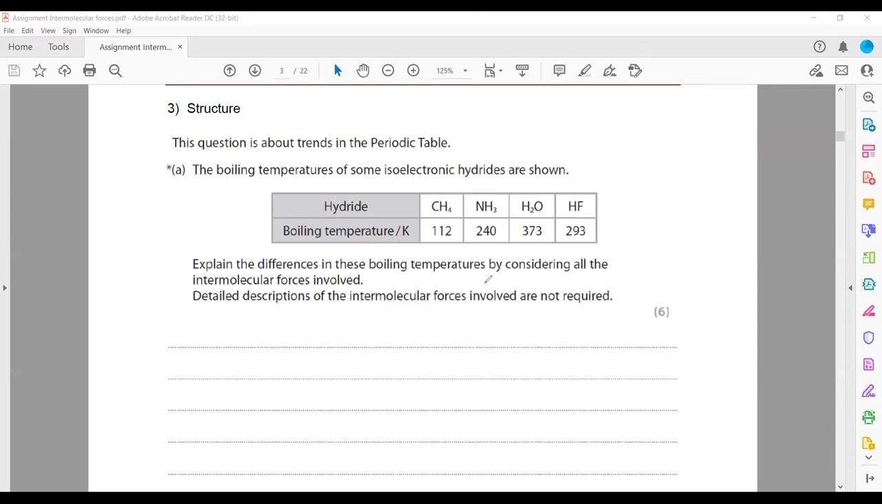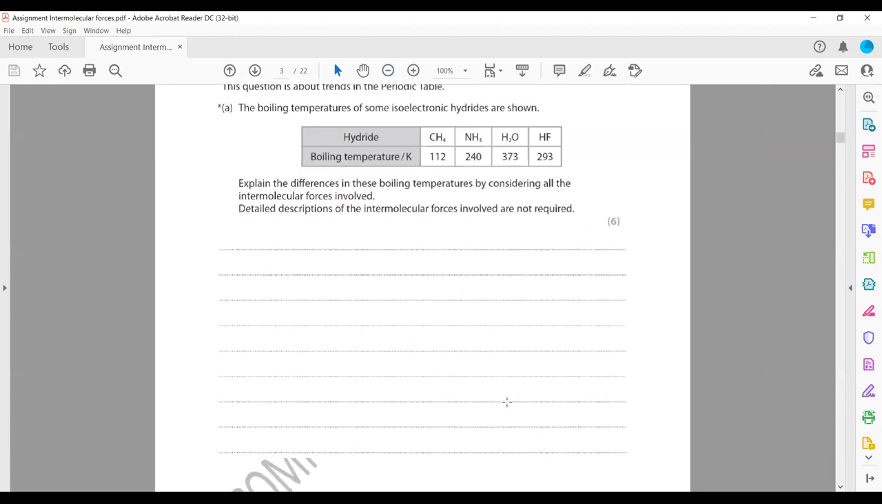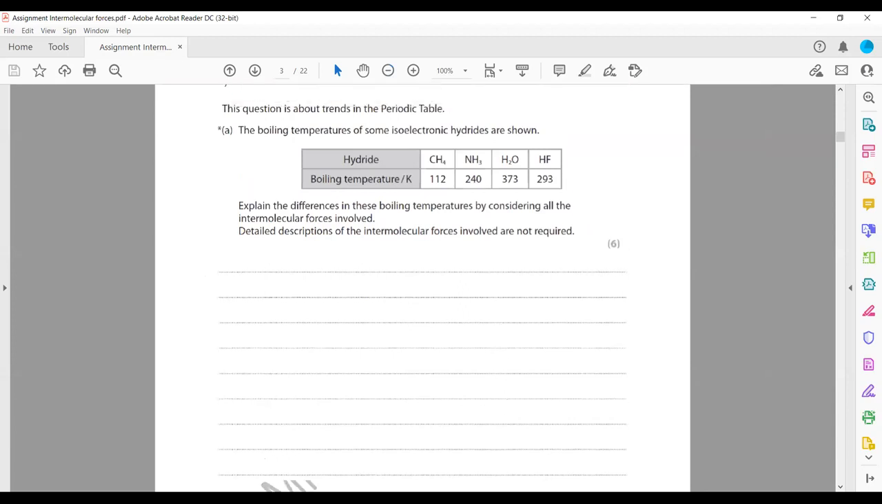Explain the difference in the boiling temperature by considering all the intermolecular forces involved. Detailed description of the intermolecular forces involved is not required. They don't ask what the origin is. If you say hydrogen bond, what is the origin? They don't need that, but it is 6 marks. So how will you write the answer for this?